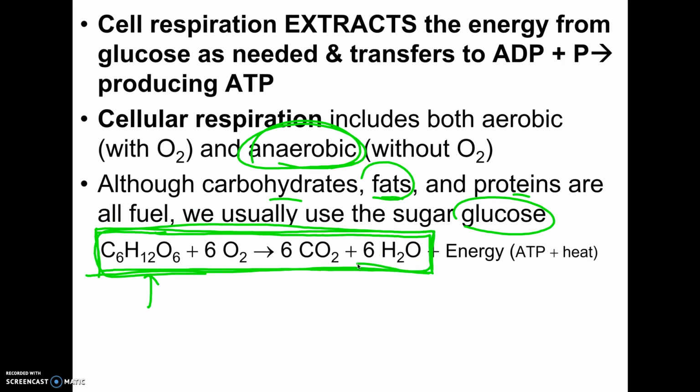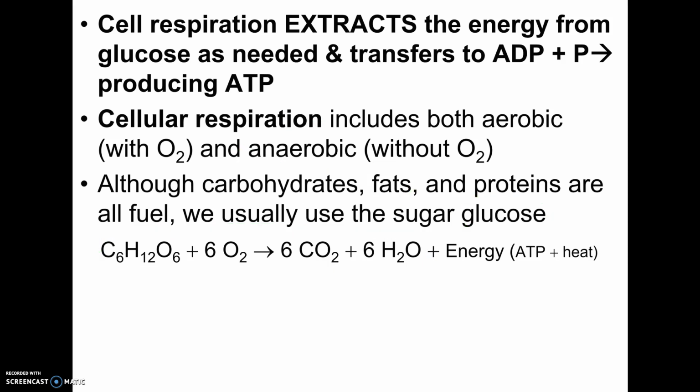So again, cell respiration is going to break down glucose, release the energy, make ATP, and also a lot of it honestly gets released as heat. I think only about 40% of the energy from glucose is actually captured by ATP, and the rest ends up being released as heat. That's what happens in every energy transformation.